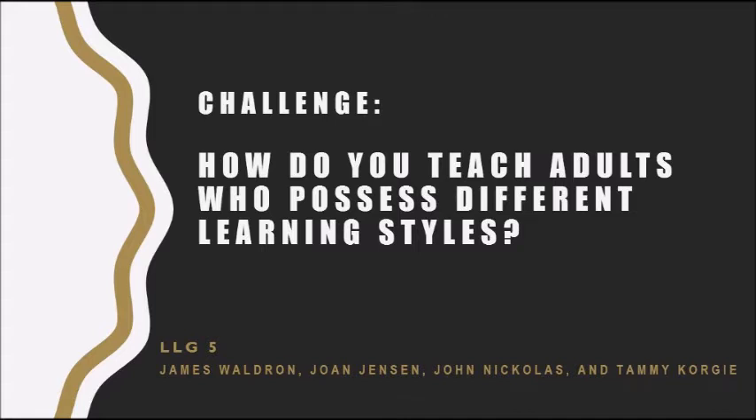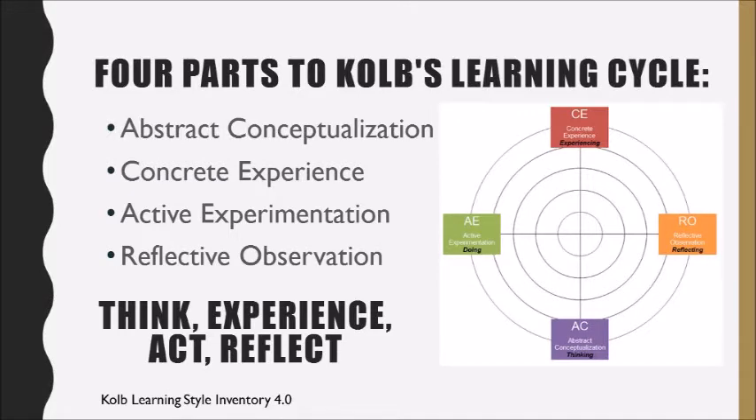In this module, we will demonstrate, by using the simple task of making cookies, how adults can learn in each one of these phases. The four parts to Kolb's learning cycle include abstract conceptualization, concrete experience, active experimentation, and reflective observation. In more general terms, thinking, experiencing, acting, and reflecting. These four types of learning phases show how we can grasp, take in, or deal with our learning experiences. We each think, experience, act, and reflect on our learning experiences differently.